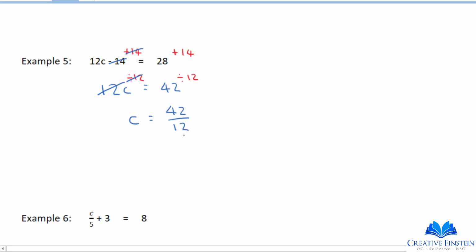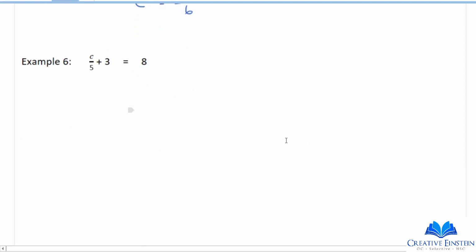So 42 over 12, I can divide it by 2. C equals 21 over 6, and that would be the answer. You always leave it as a fraction unless it can actually be a whole number, but we try not to do any decimals, especially because sometimes there are recurring decimals or decimals that just go on forever. So fractions are normally a lot more concise and a lot more accurate.